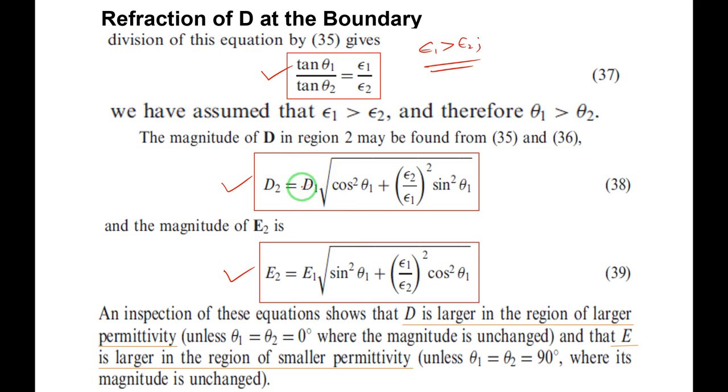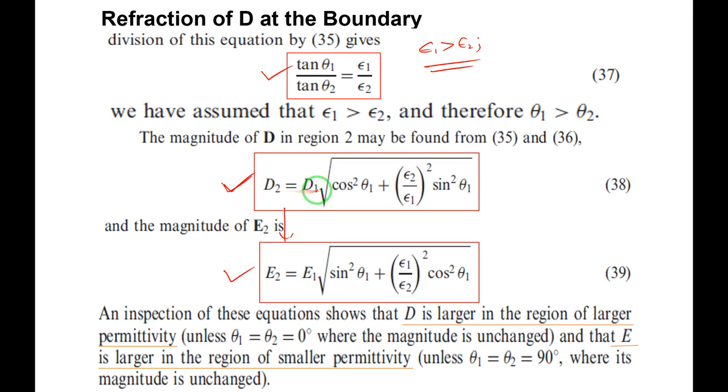D2 is equal to D1 times the root of cos square theta 1 plus sin square theta 1, where for sin square theta 1 you multiply epsilon 2 by epsilon 1 whole square. You just remember only this equation, then you can write the E2 equation. How to write E2? E2 is equal to, instead of D1, write E1. Cos square theta, sin square theta: just reverse it, and epsilon 1 by epsilon 2 whole square. So remember only one equation, and we can write the other.